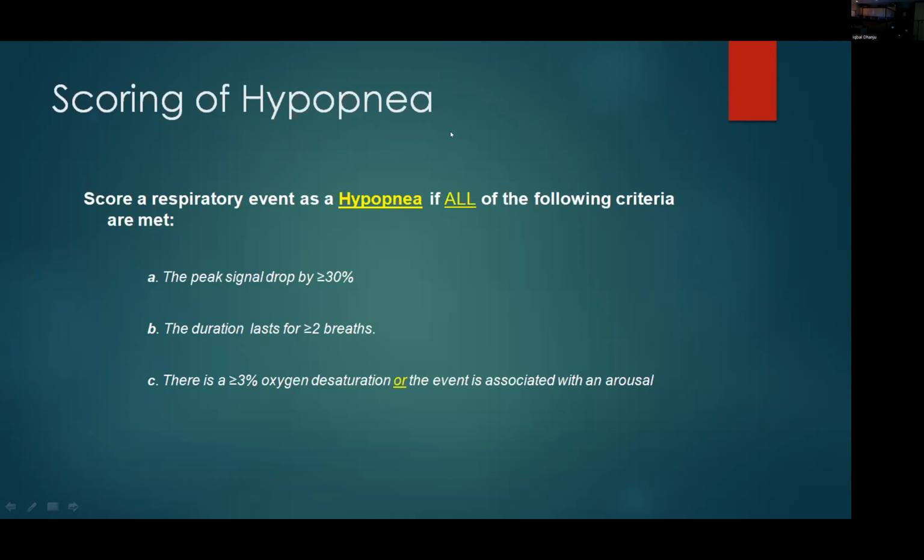Scoring of hypopnea. Score a respiratory event as a hypopnea if all of the following criteria.